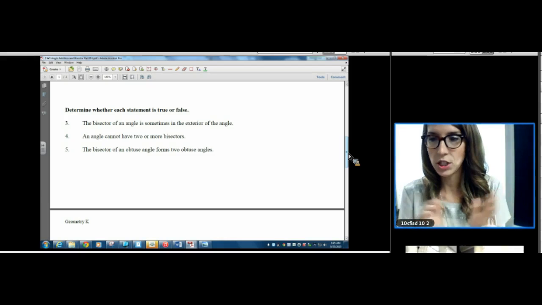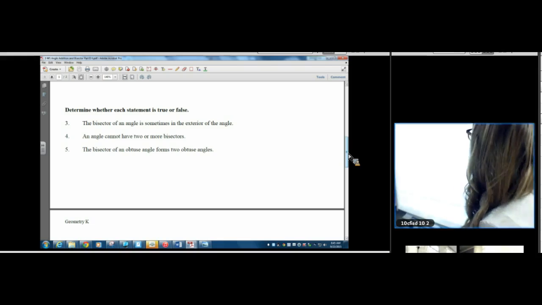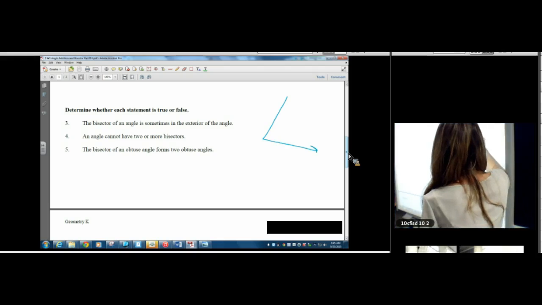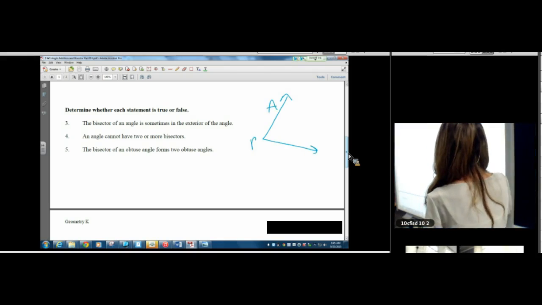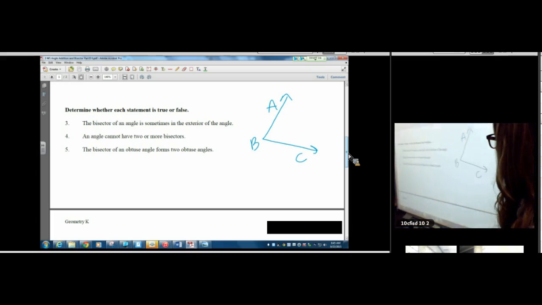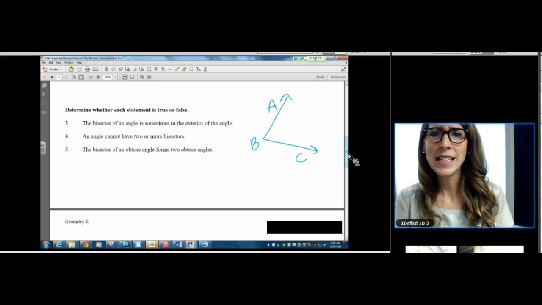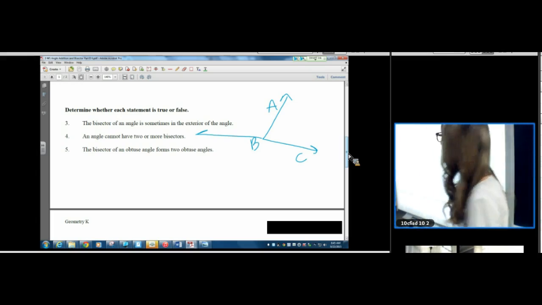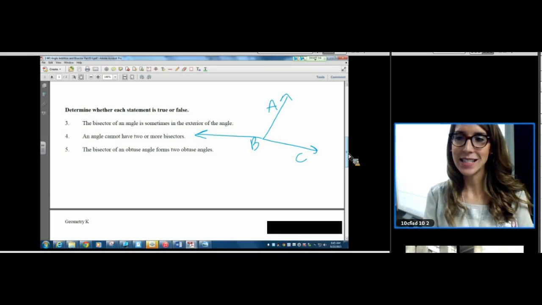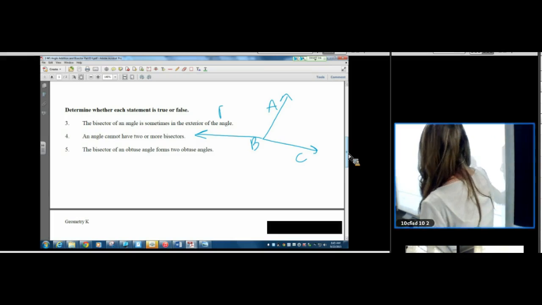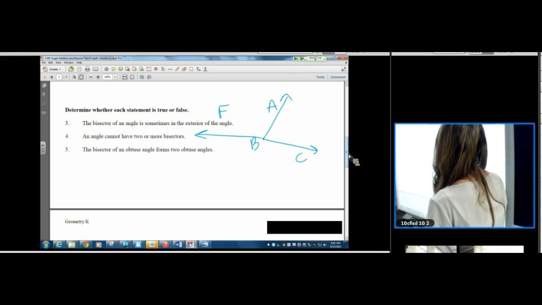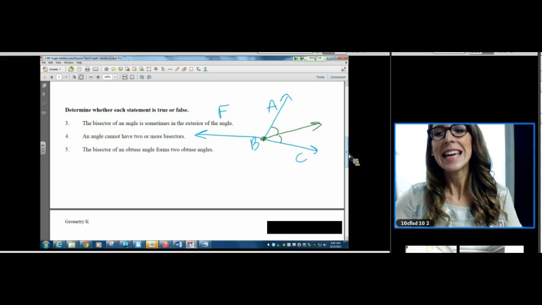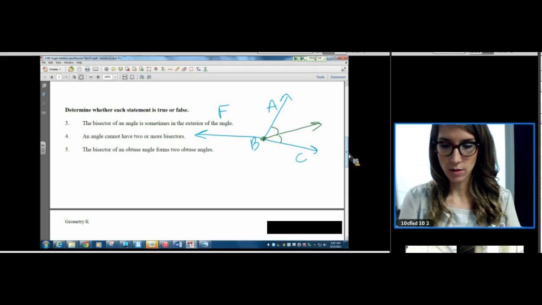This is angle addition and bisector part 2. This is number 3. The bisector of an angle is sometimes in the exterior of an angle. So if I have an angle, if I'm going to bisect that angle, if I'm going to divide that angle into 2 congruent angles, then I can't do that by adding a ray out here. That's not going to divide ABC into 2 congruent angles. So this is false, because if I'm going to cut this angle in half into 2 congruent angles, it's going to have to fall inside, the interior of the angle.